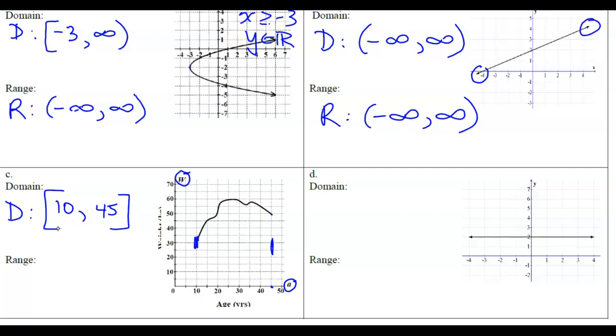Then vertically, the lowest value is at 30, and the highest value is up here at 60. Don't just look at this endpoint. It goes higher than that. So between 30 and 60, and again, includes those values. So use square brackets.